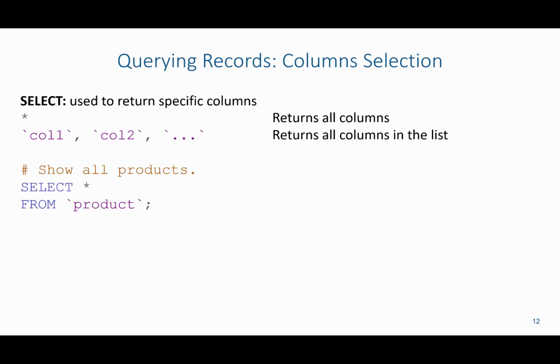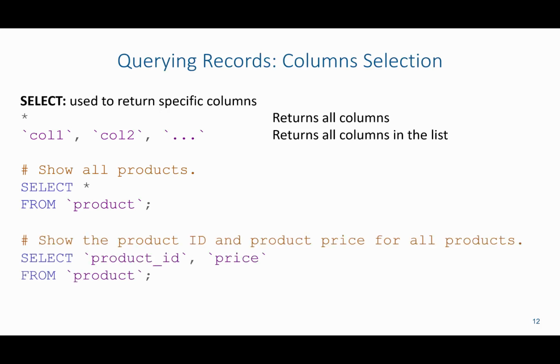So for example, if I wanted to see all products, I'd say select star from product. However, if I only wanted to see the product ID and the product price for all products, I'd select product ID, price from the product table.